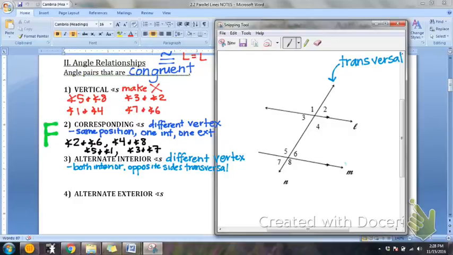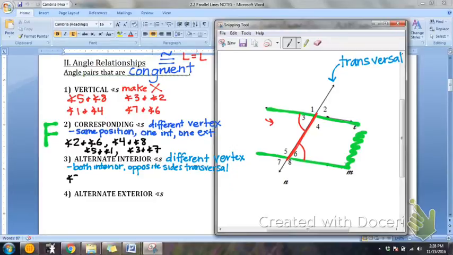So alternate interior angles, they're on different vertices, but they are both inside. So here's my insides, right? Somewhere inside here, I have to find my two angles. But they are on opposite sides of the transversal. Anybody want to guess what my two angles are? On the inside, so we have to look on the inside, right? Angle 3 and 6 are on opposite sides. You guys see that? 3 and 6 are on opposite sides of this big line. So 3 and 6 are called alternate interior angles.